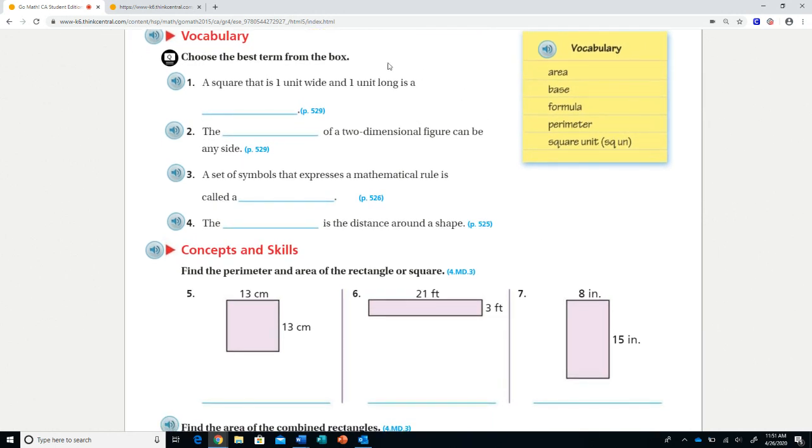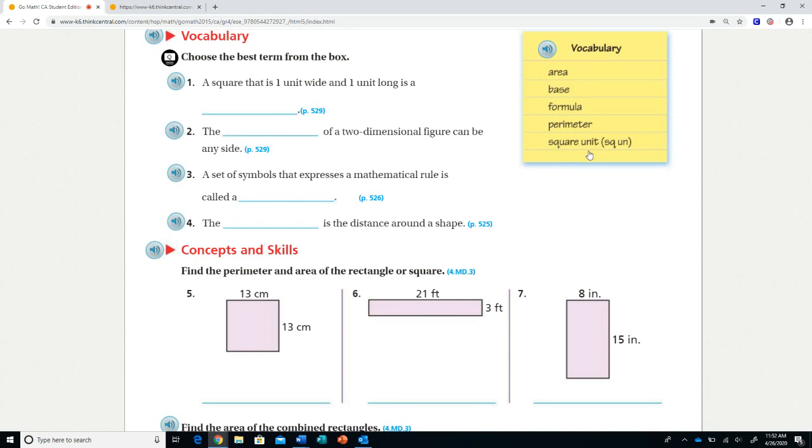So for the vocabulary here, number 1 says a square unit that is 1 unit wide and 1 unit long is a blank. And you have 5 choices here. So you will have to find the correct one. I'm going to read through them and then I will go back to the pages in the lesson that you would need to find your answers.